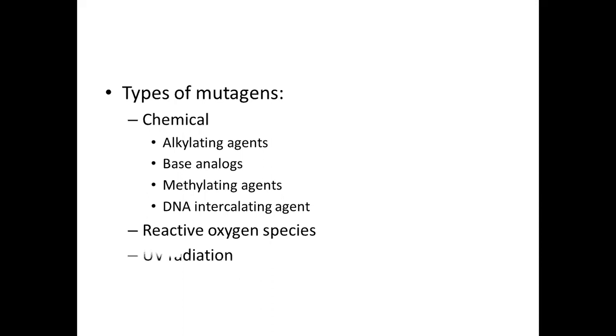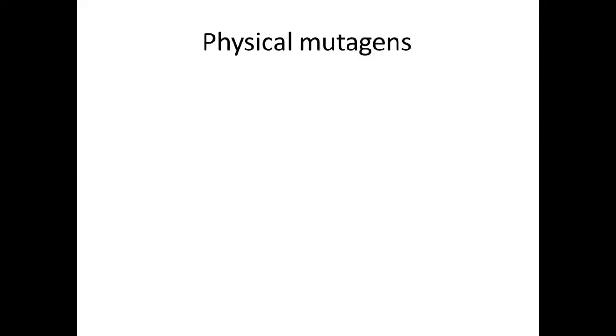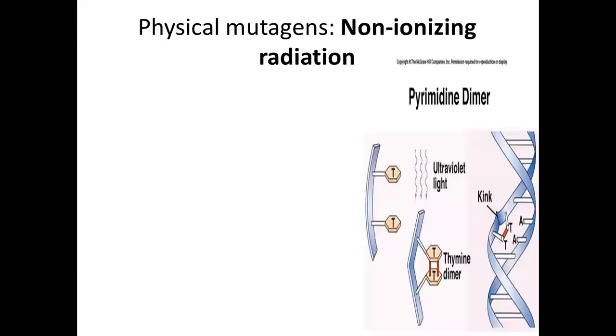We also have physical mutagens. We mentioned UV light and heat as well. Part of radiation could be UV radiation or ionizing radiation. UV radiation is non-ionizing, so it could be ionizing or non-ionizing radiation. So let's look at the physical mutagens. We mentioned that they could be non-ionizing radiation, ionizing radiation, and also heat. Radiation and heat are examples of physical mutagens.